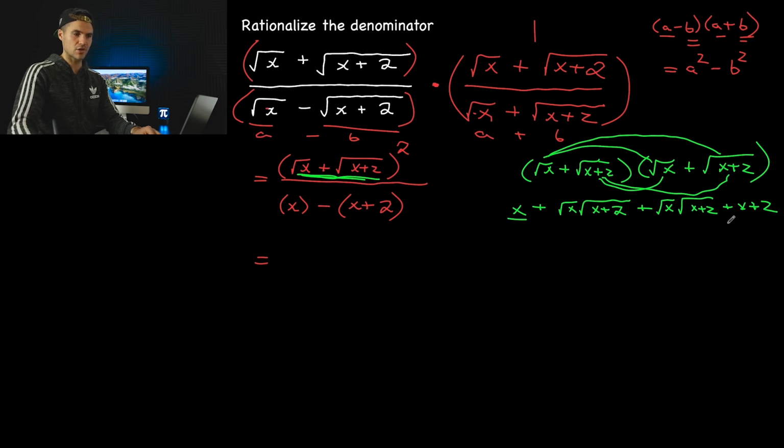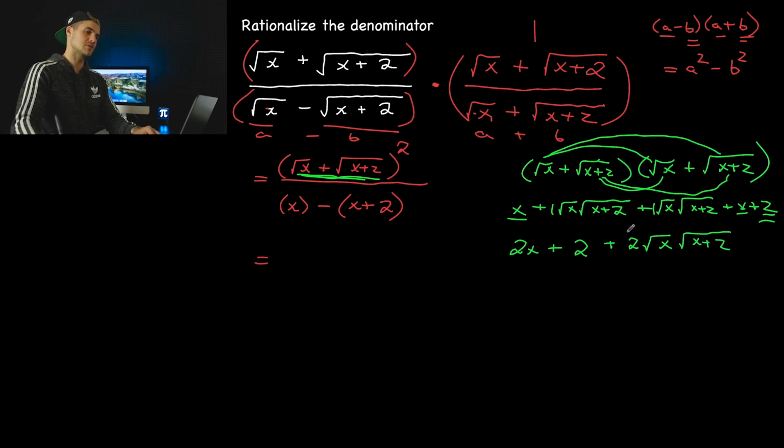So collecting like terms, this x and this x end up being 2x. And then the 2, let me bring that in front as well. And then notice that these are like terms: we have the square root of x times the square root of x plus 2, plus the square root of x times the square root of x plus 2. There's a 1 and a 1 here, so we can add those because they are like terms.